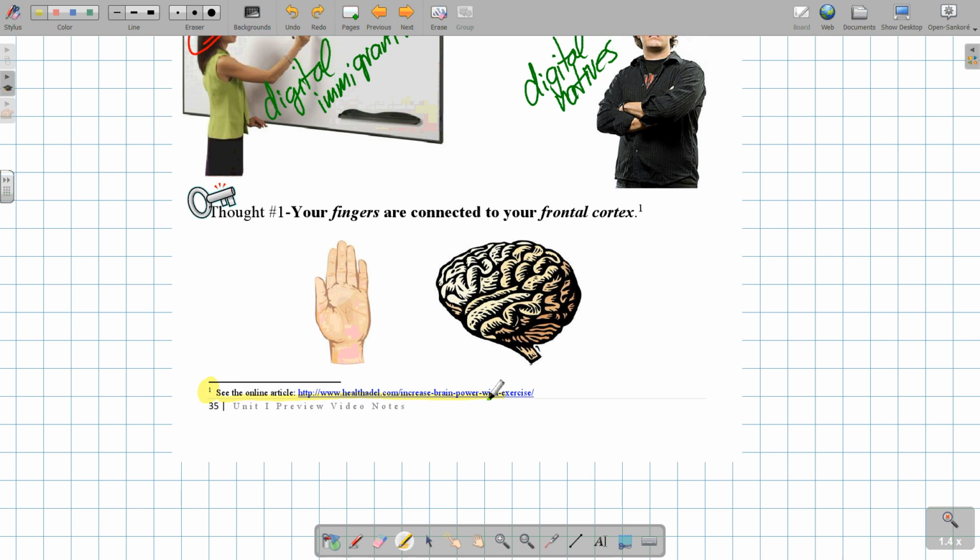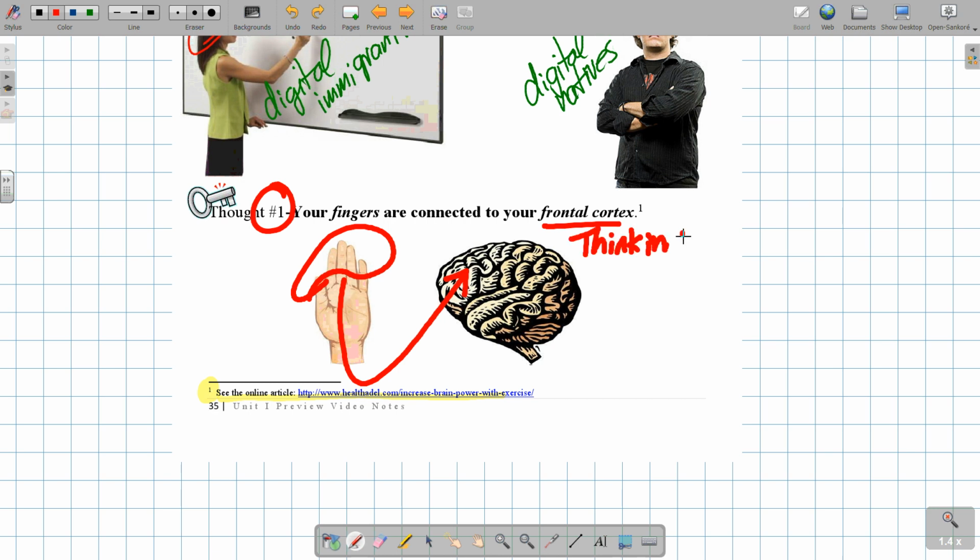Step number 1, key thoughts, 5 key thoughts. The first key thought is simply that your fingers in general have neurons which physically connect them to your frontal cortex. Your frontal cortex is the conscious thinking part of your brain. That is the frontal cortex, the conscious thinking part of your brain.